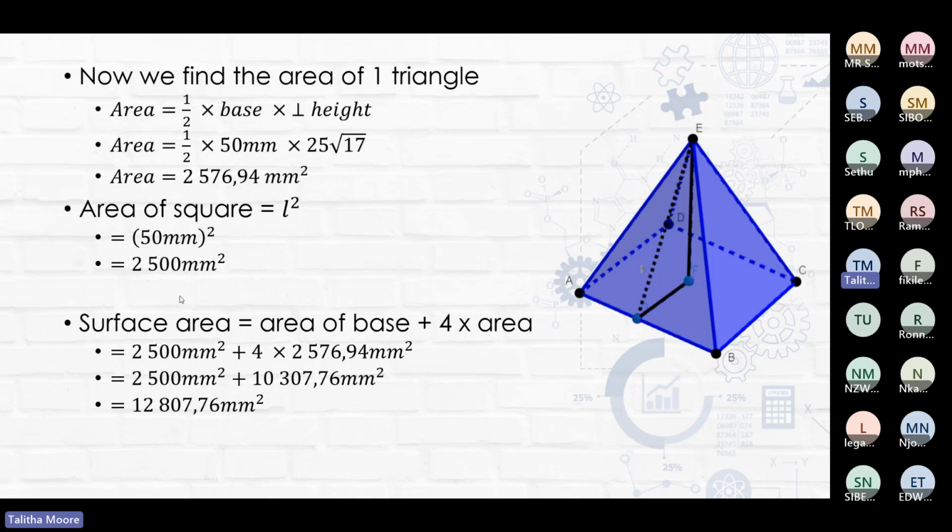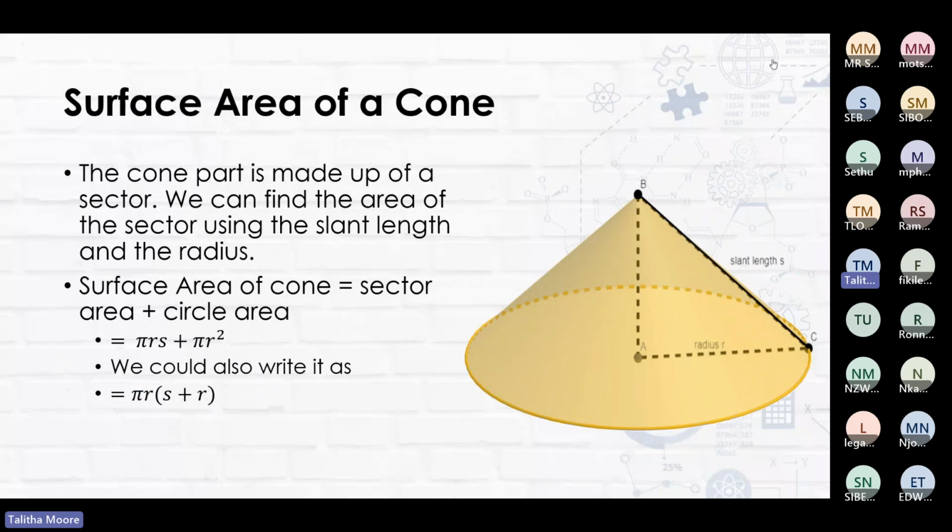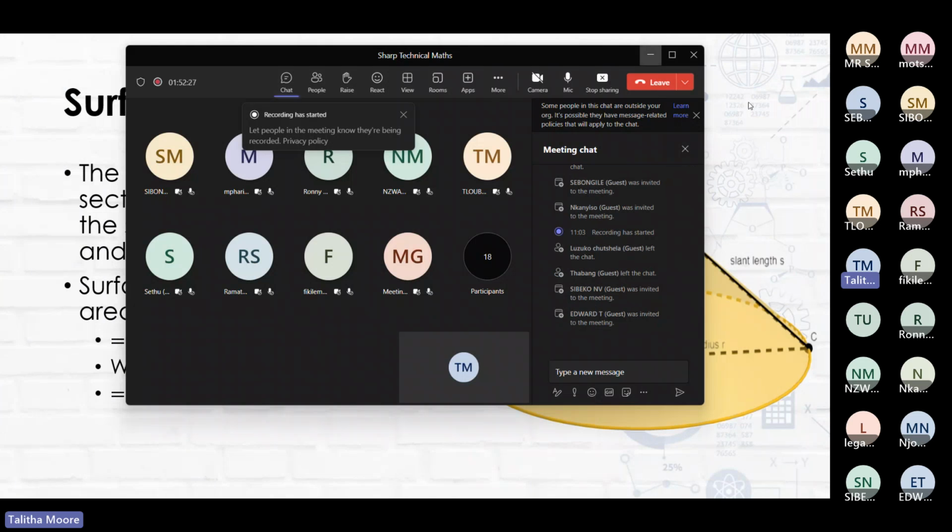So we have 2,500 plus 4 times 2,576.94 millimeters. And that gives us a total of 12,807.76 millimeters squared. Cool. Any questions yet? Are we all still good?